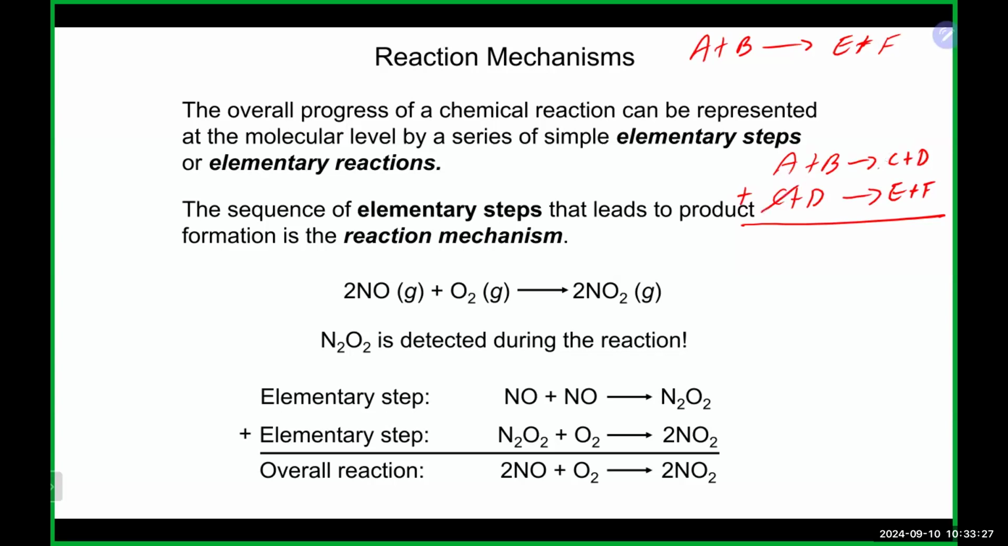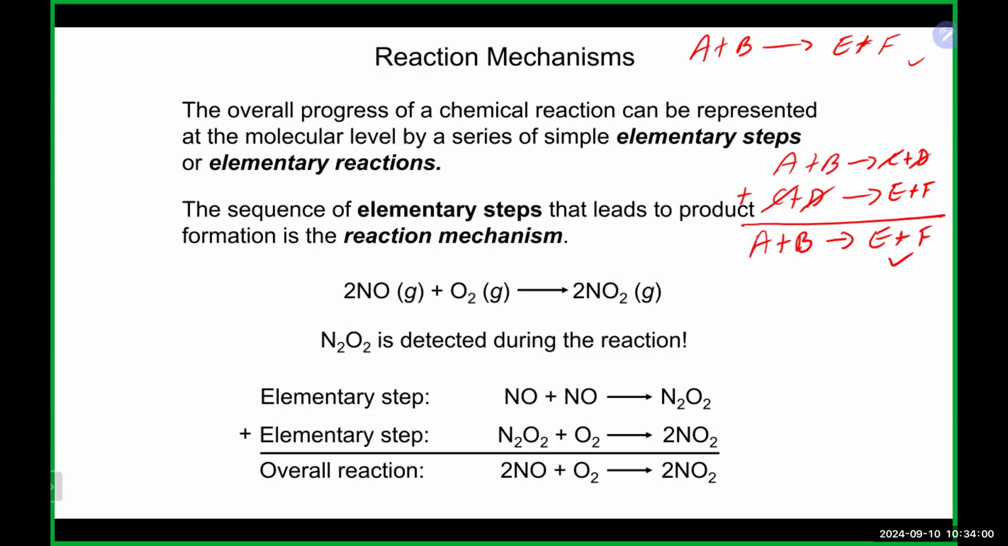So in this case, C would cancel and D would cancel. Everybody on the left-hand side of the arrow stays there. Everybody on the right-hand side of the arrow stays there. And that gives us our overall reaction that we were looking for. So a lot of reactions do take place in these multiple step or stepwise processes. And this series of individual reactions that lead to the overall reaction you're looking for are referred to as elementary steps or elementary reactions.